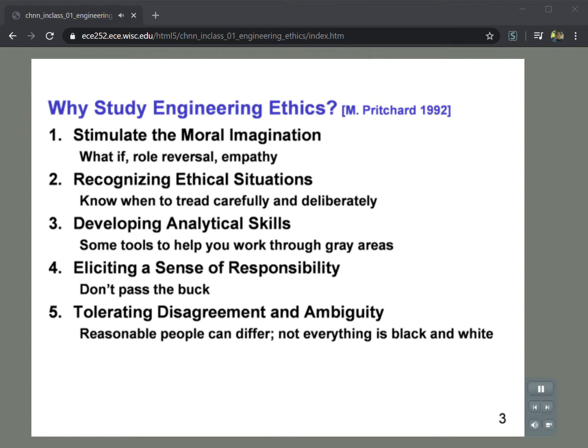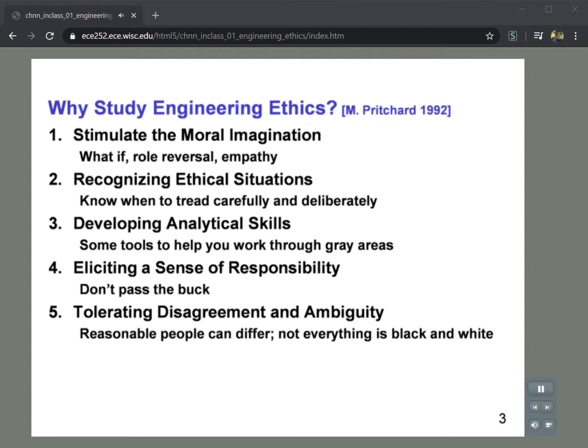So the first reason here. First reason to study engineering ethics would be to stimulate the moral imagination. So if you've never done this, it's useful to be able to do this, to basically do some role playing, to create what if kinds of scenarios in your head that says, what if it was me in that situation? What if I was actually on the receiving end of this action that I'm about to perform that may or may not have ethical implications and repercussions, and to develop sort of a sense of empathy for the situations that others might find themselves in.